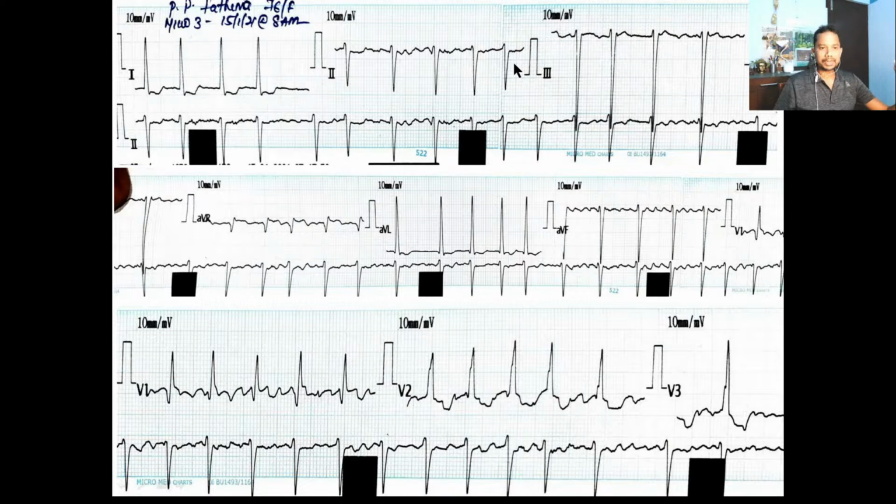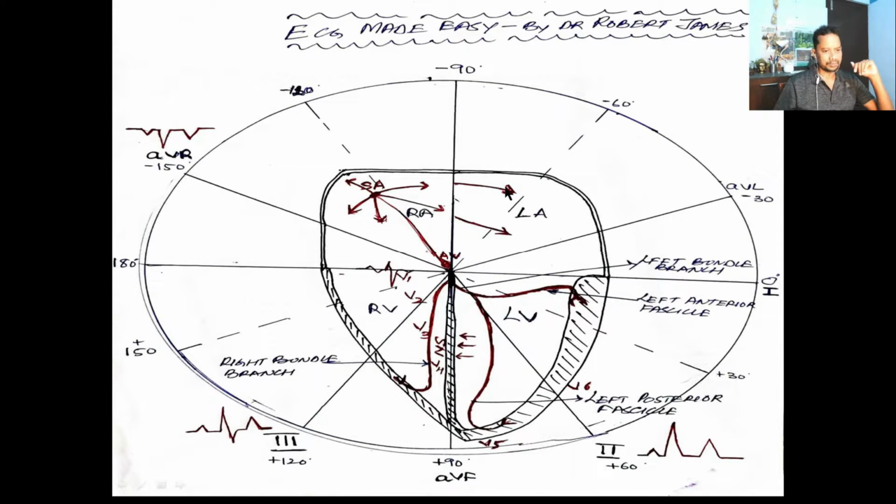Okay, now we look at the axis. Rhythm, rate, rhythm we have covered. We come to the axis. Lead 1 is positive because there is hardly a small, very small S wave. This is the R wave. So now we'll come back to this picture. So lead 1 is positive. Positive pole of lead 1 is at 0 degrees. Okay, so we have plotted it out here. And the negative pole is out here. So lead 1 is positive.